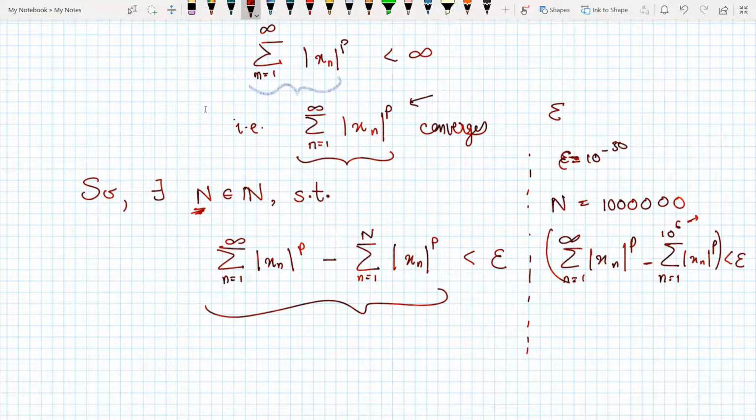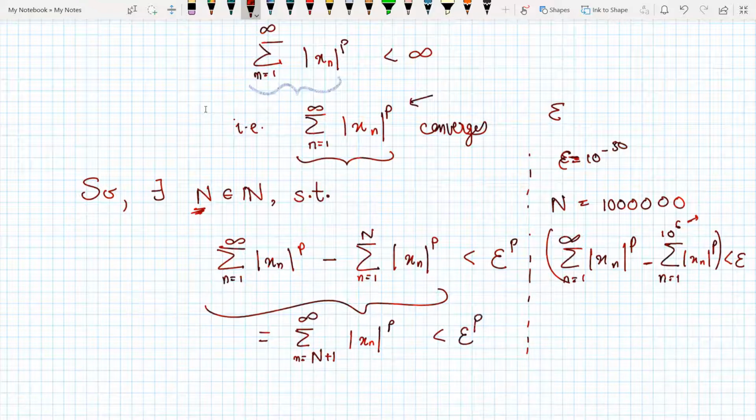And this is nothing but equal to the summation from n equals N plus 1 till infinity of |xn|^p. And since it's less than epsilon, I can also tweak my definition a bit and say that it is less than epsilon to the power of p. Because remember, this epsilon is in my hands. I can do whatever I want with it. So, okay, till now it's proven that this thing is less than epsilon to the power p.